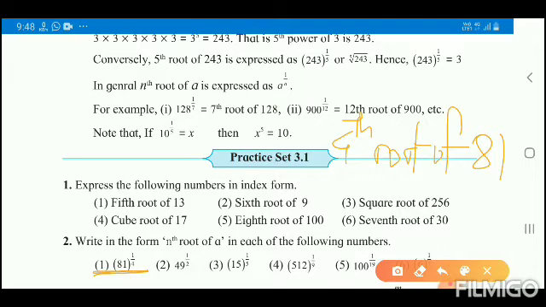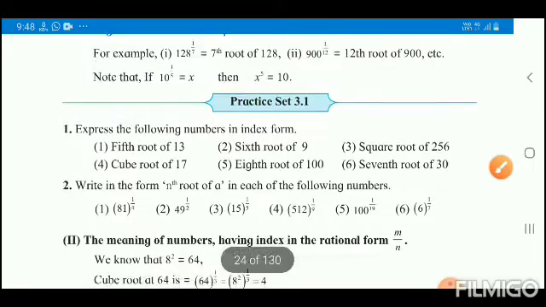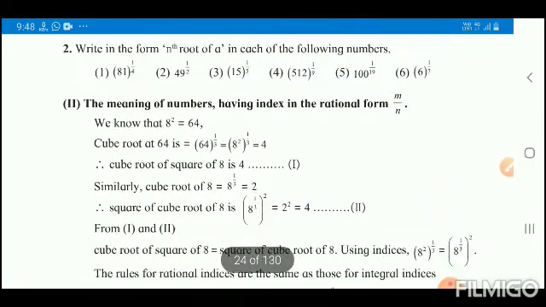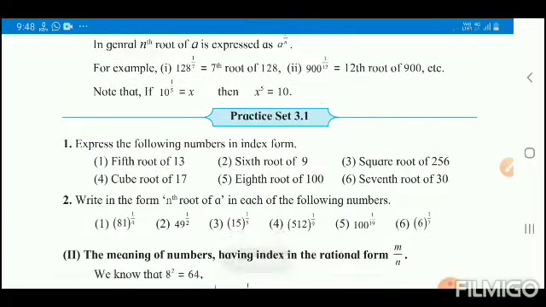Understand this? How to write? Here, square root, or you can write second root also, but mostly we use the word square for 2 and cube for 3. So here you have to write the square root of 49. Then next is the fifth root of 15. Then the ninth root of 512. Then the 19th root of 100 and the 7th root of 6. Okay. Now by this information you can solve practice set 3.1.